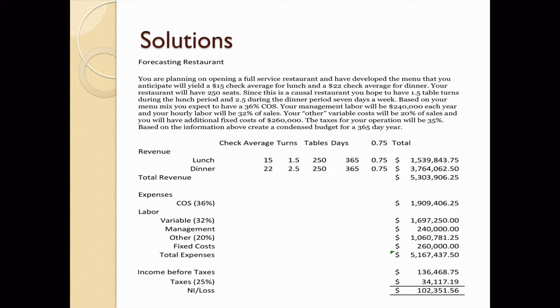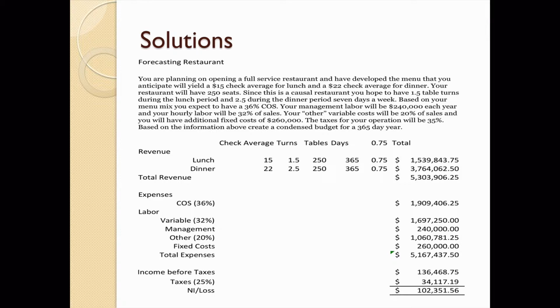So our total revenue doing dinner the same way is $5,303,906.25. Now we're going to use that total revenue number to calculate our expense percentages, our variable expenses. So you're going to take that 5 million and change and multiply it by 0.36, and you're going to get $1,909,406.25 for your cost of sales.